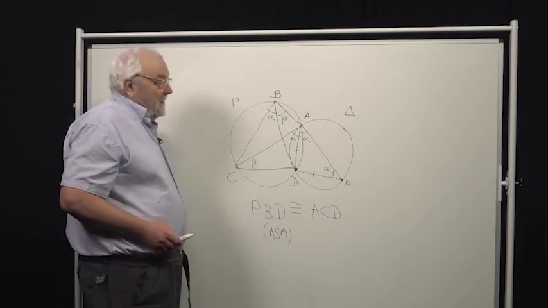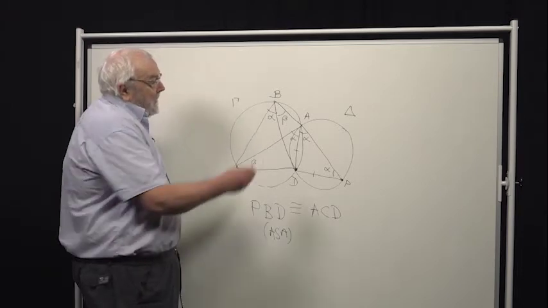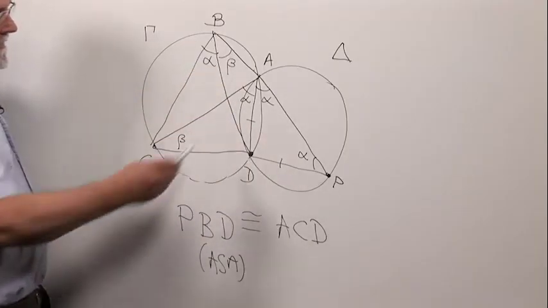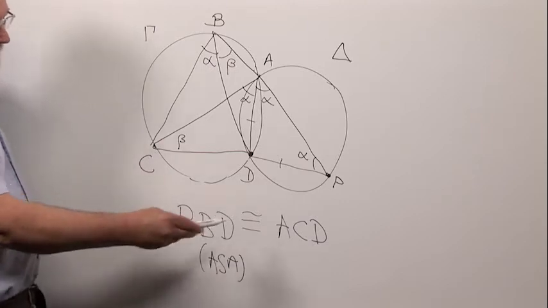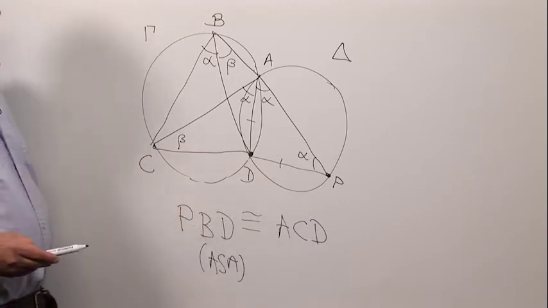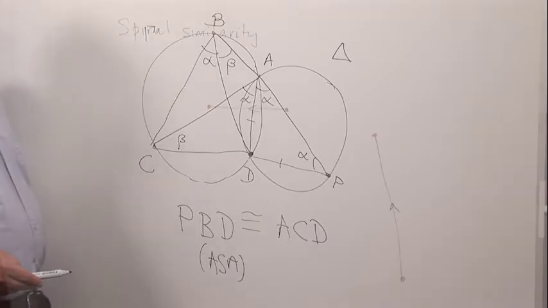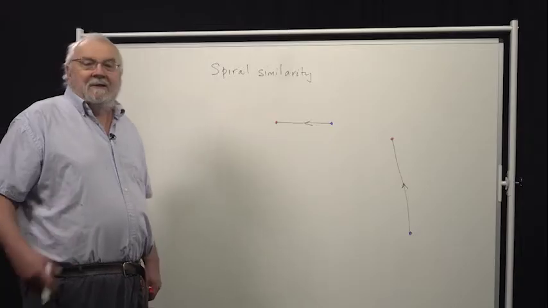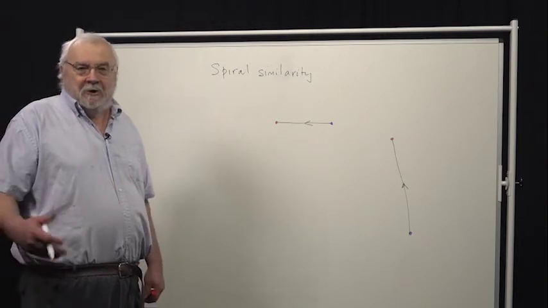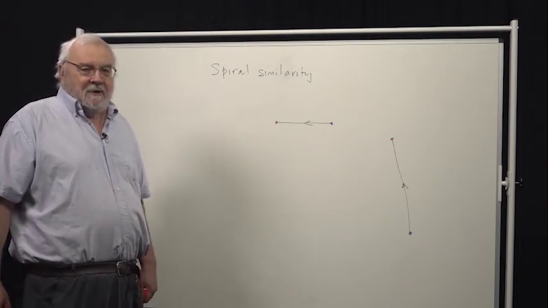But that will do nicely, because BP and AC are corresponding sides in these congruent triangles, and so they must have the same length. So here's another way of approaching the problem. With geometry questions, there are usually lots of ways of approaching them.